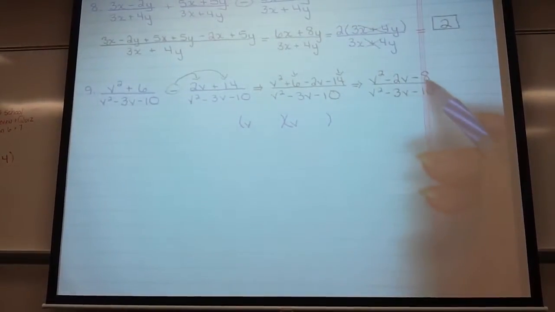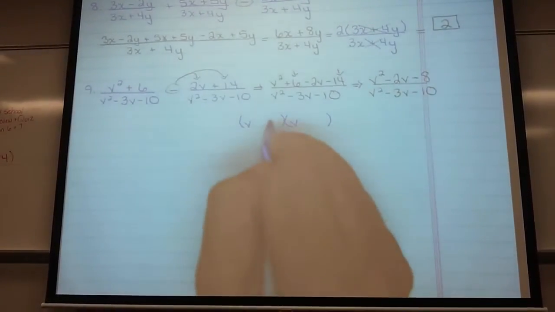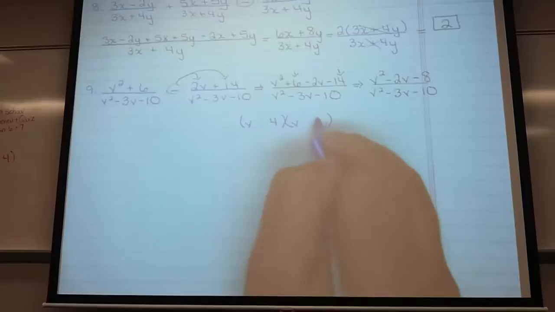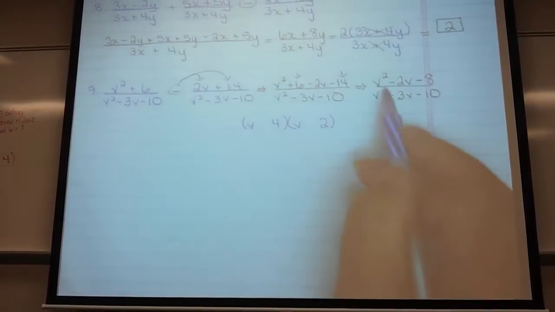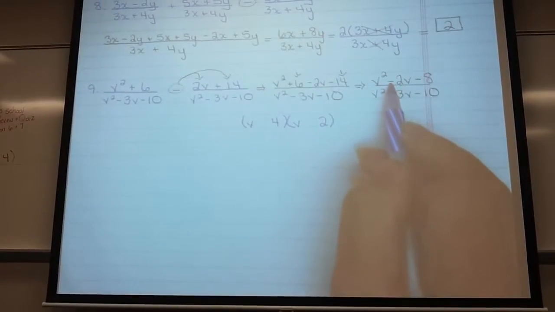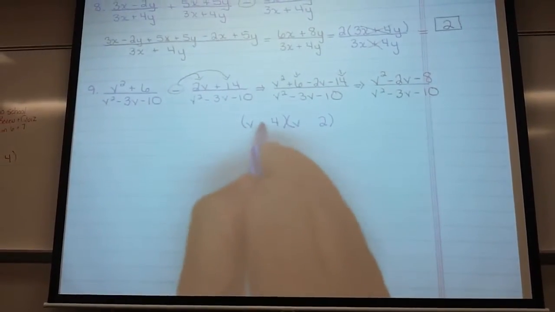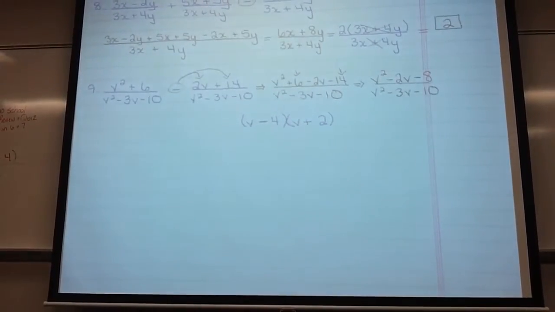What numbers multiply to 8 but can give you 2? Positive 4 and negative 2. Now we have to subtract those to get 2, but what's the sign in front of the 2? Negative. So the bigger number needs the negative. So it's going to be b minus 4, b plus 2.